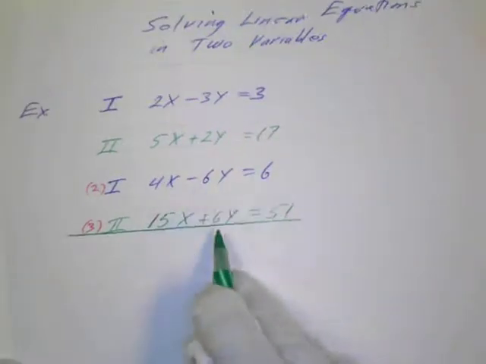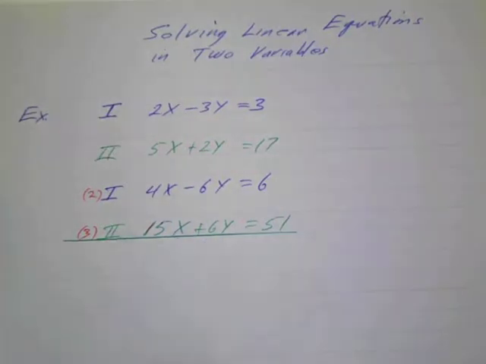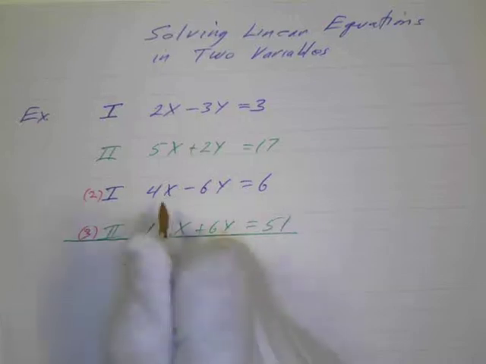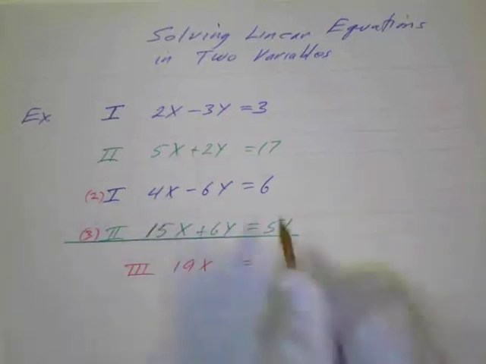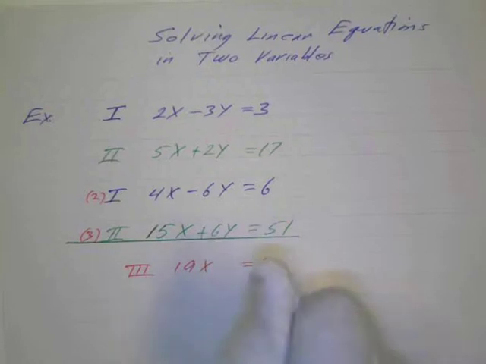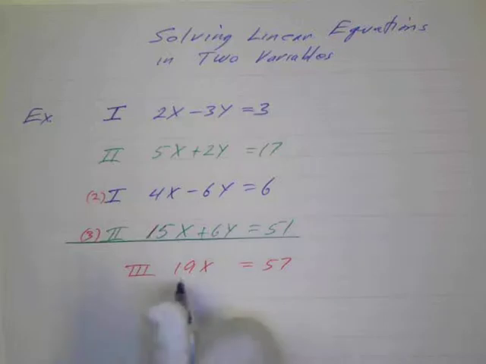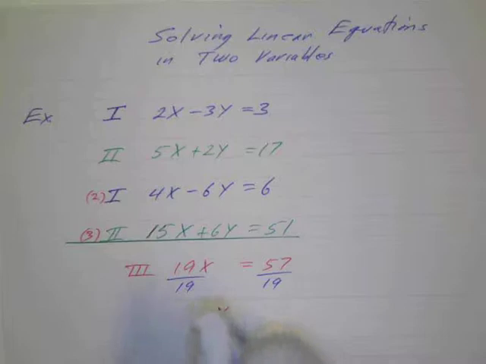the negative 6y and the positive 6y become 0, so I have over here 19x. Now I have what I call a new equation. I call this equation number 3. 4x plus 5x is 19x, and that equals, and then 6 plus 51 is 57. So now I've got one equation with one unknown, and I know how to solve that. So I'll divide both sides by 19. And 19 happens to go into 57 exactly 3 times.